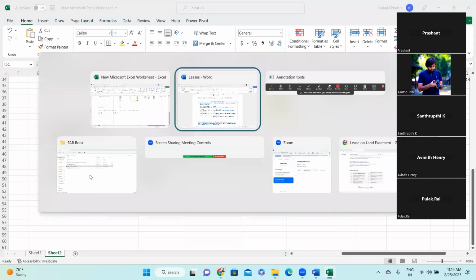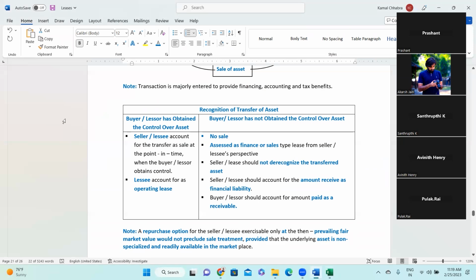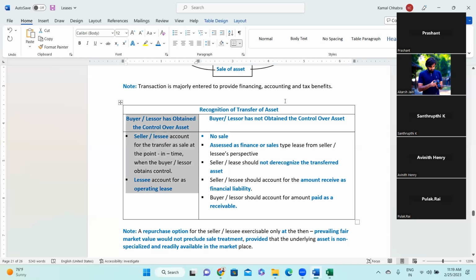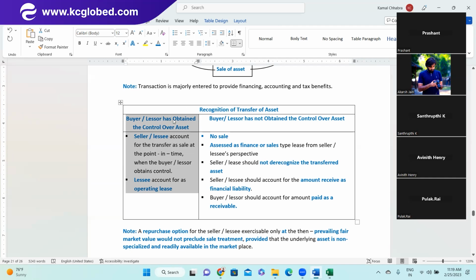Are you getting the point? Sir, is there a control angle? Control. Yes. So it looks like this. So recognition of transfer of asset, basically this is the point. So when the buyer or lessor has obtained the control, in case of transfer of asset, obtainment of control.